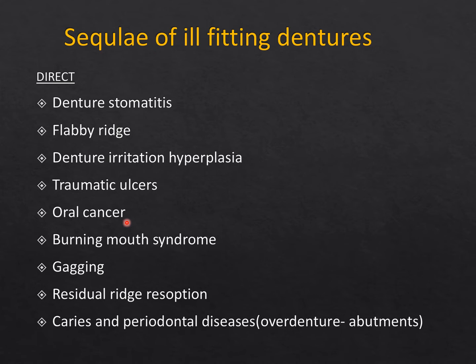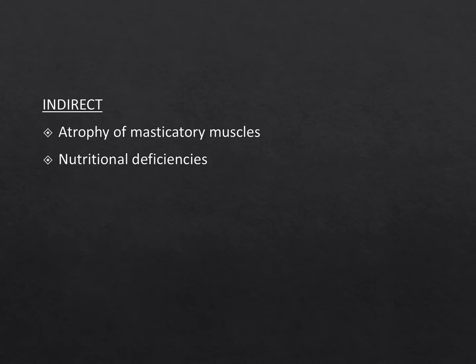Sometimes the patient may experience gagging because of an overextended denture or post-dam areas, and of course, residual ridge resorption, which is an ongoing and continuous process after the loss of the teeth. And in some cases, such as overdentures, we may also see caries or secondary decay and periodontal disease of the abutment teeth.